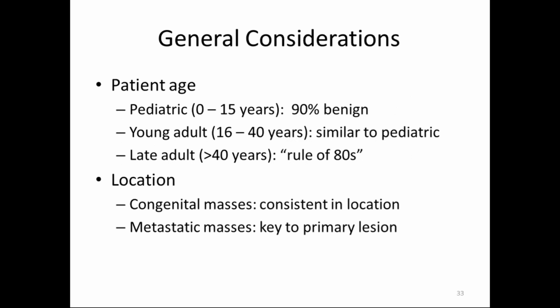So, some general considerations. Patient age 0 to 15 years: usually there will be 90% benign swellings. Young adults 16 to 40 also usually have benign swellings. Late adults more than 40, this usually applies to the rule of 80s. Location: congenital masses are usually consistent in location. For metastatic, there will be a clue to the primary lesion.